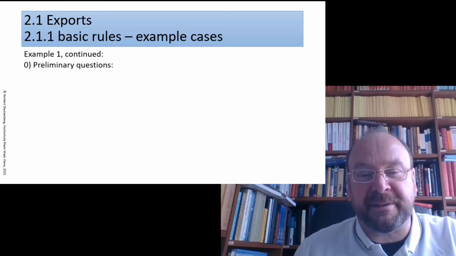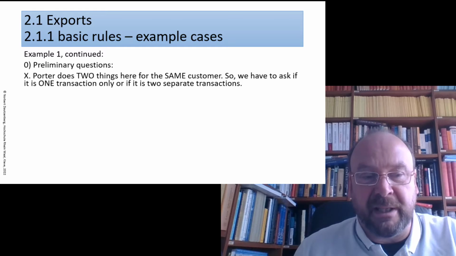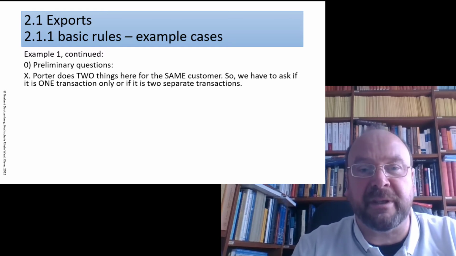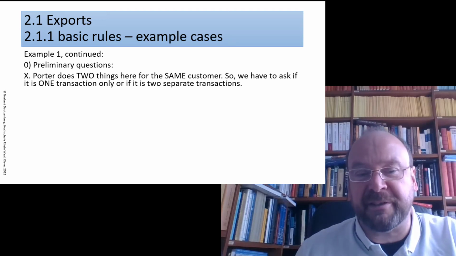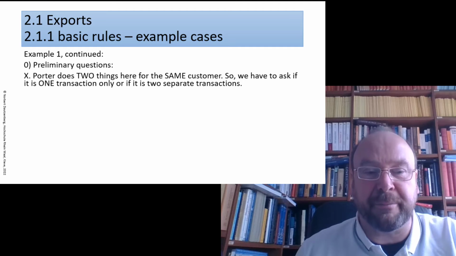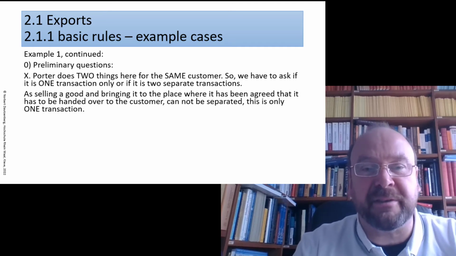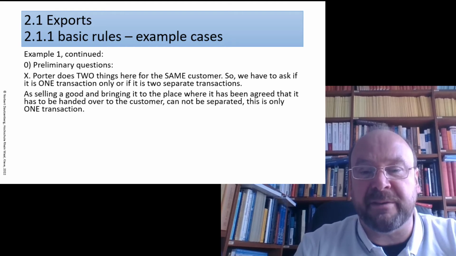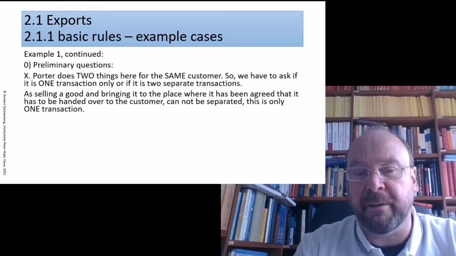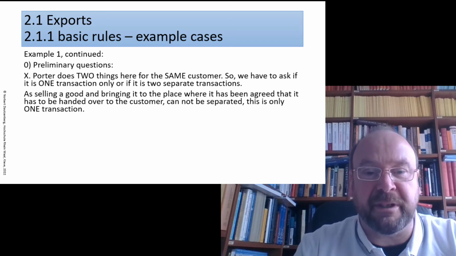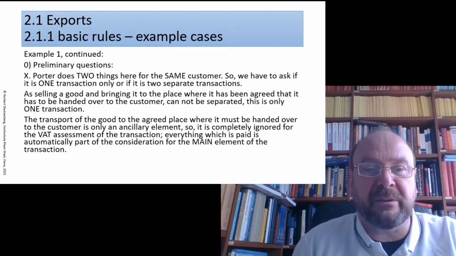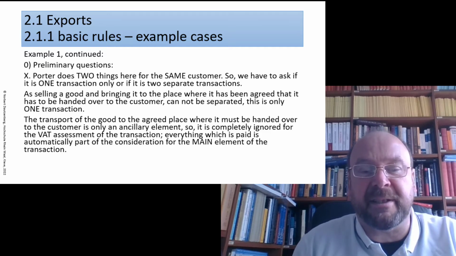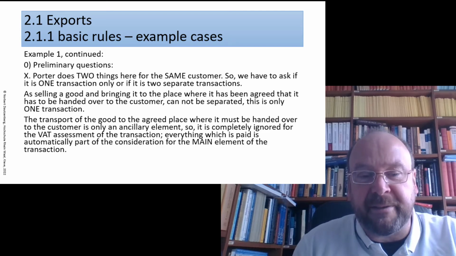First, let's ask ourselves some preliminary questions. Exporter does two things here for his contracting party, for the same customer, so we have to ask if it's only one transaction or if it's two separate transactions. Now, selling a good and bringing it to the place where it has been agreed that it has to be handed over there, that cannot be separated from each other. This is only one transaction. And the transport of the good to the agreed place of handing over is evidently only an ancillary element. That is not what you are primarily interested in.